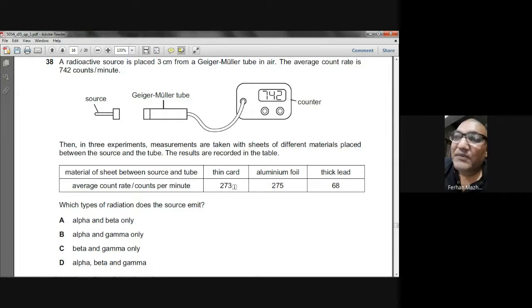The reading changed by putting a paper. It means the radiation has something which is stopped by the paper. It means it has alpha particles. So alpha particles are present in that radiation.